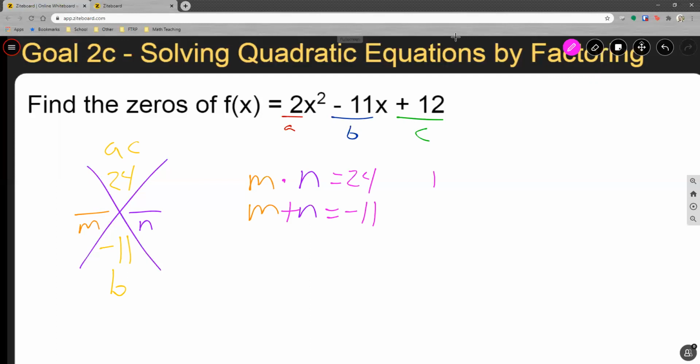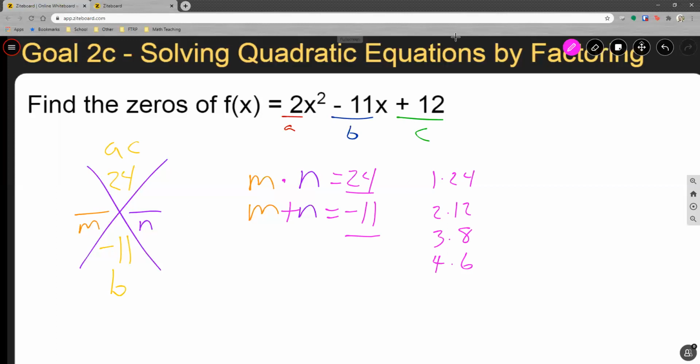Let's write these out really quick. 1 times 24, 2 times 12, 3 times 8, and 4 times 6. I know they have to add up to a negative number, and I know they multiply to a positive number, so they have to be both positive or both negative to give me a positive product.